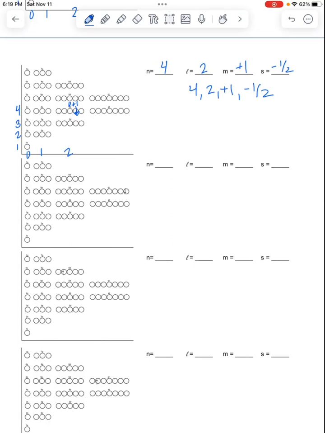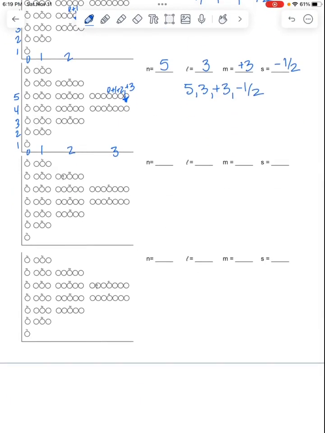Okay, again, go ahead and pause your video. See if you can identify that one on your own. We'll see the answer here. Okay, 1, 2, 3, 4, 5, N is 5. 0, 1, 2, 3, L is 3, and here would be 0 plus 1 plus 2 plus 3, M is plus 3, and S is negative 1/2 since it is down, so it would be 5, 3, positive 3, negative 1/2.